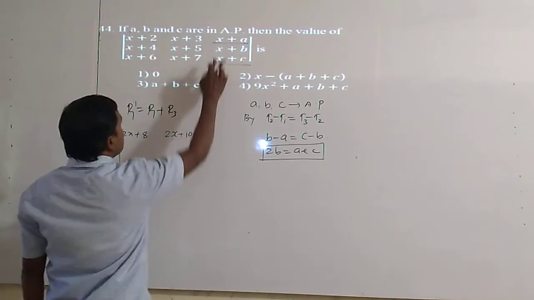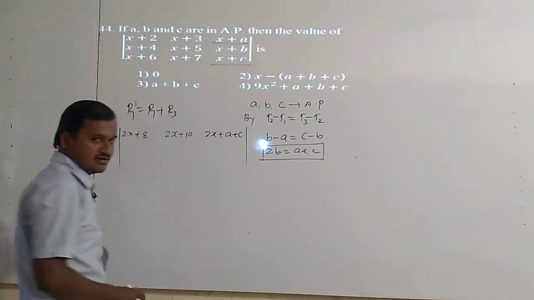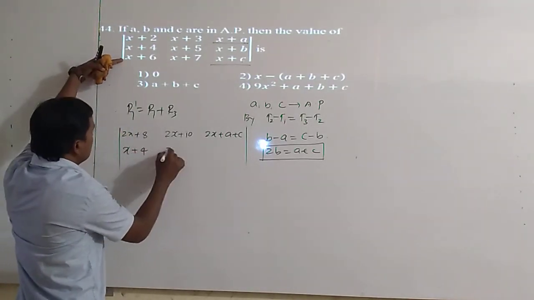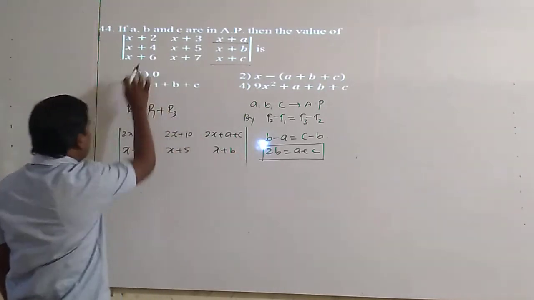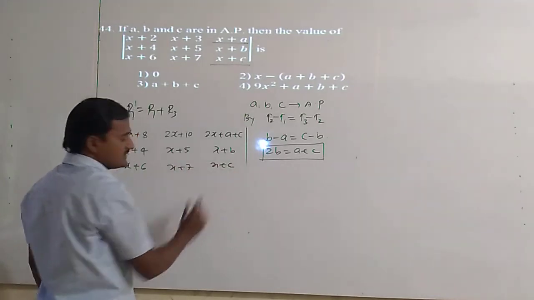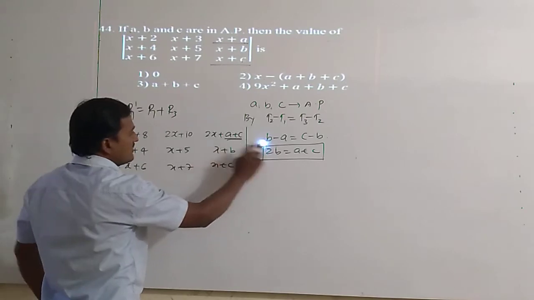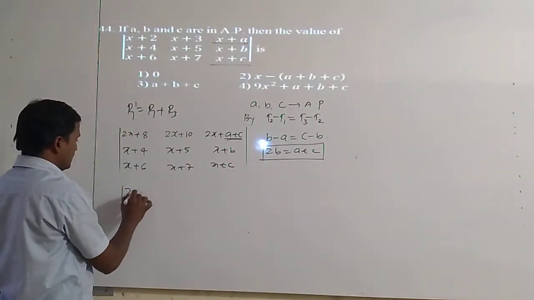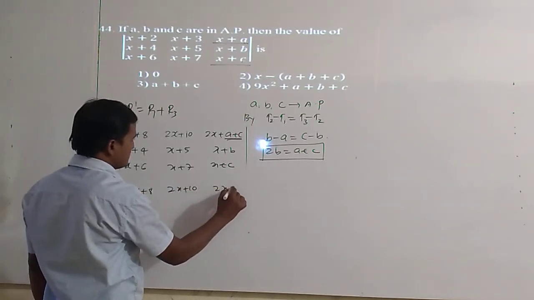Next, what about this 2x plus a plus c, is it right? And I should write the second row and third row as they are: x plus 4, x plus 5, and here x plus b. And the third row as it is: x plus 6, x plus 7, x plus c. Now what is the value of a plus c? A plus c is 2b. I will replace the value of a plus c by 2b. So clearly 2x plus 8, 2x plus 10, here 2x plus 2b.